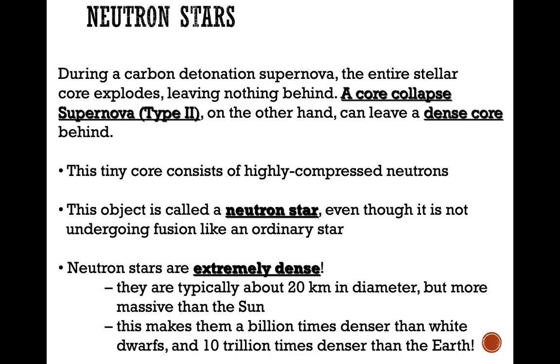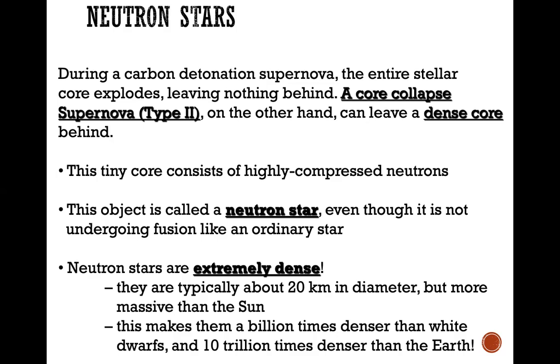Now, what do you think about the density of a neutron star? These neutron stars are extremely dense. As an example, they are typically about 20 kilometers in diameter. These are small objects on an astronomical scale. The interesting thing here is that its diameter is 20 kilometers, but it will be more massive than the sun. Think about that situation, then you can think how dense these objects are.